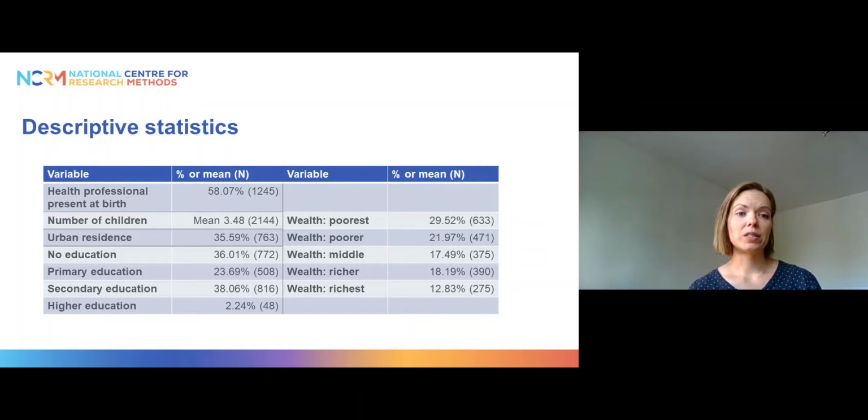Around 35.6% of the women lived in an urban area, and the other side of that coin is that around 65% of women lived in a rural area. When it comes to education, around 36% of women didn't have any education, around 24% had primary education, around 38% had secondary education, and around 2% had higher education. When it comes to wealth, in our analytical sample, the poorer wealth categories are more populous than the richer categories, which might be linked to the fact that we are only looking at a selected group of people, those who have at least one child.